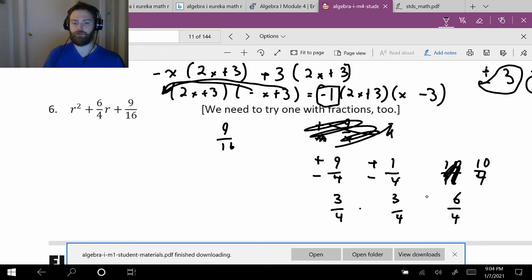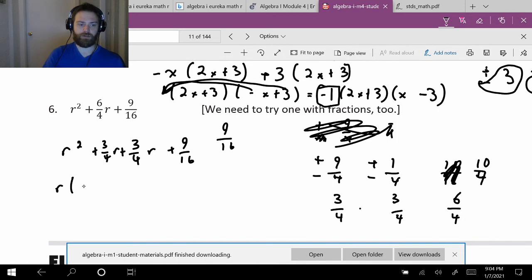So we've got a b term of 6 over 4 and an a times c term of 9 over 16. So what that tells me is I've got r squared plus 3/4 r, plus 3/4 r plus 9 over 16. So r factors out of the first two terms. In the last two terms, I can factor a 3/4 out. So 3/4 divided by 3/4 is 1, 9 divided by 3 is 3, 16 divided by 4 is 4.